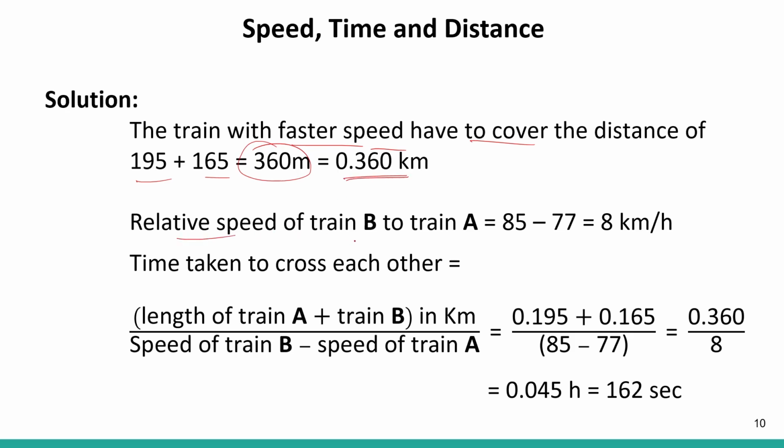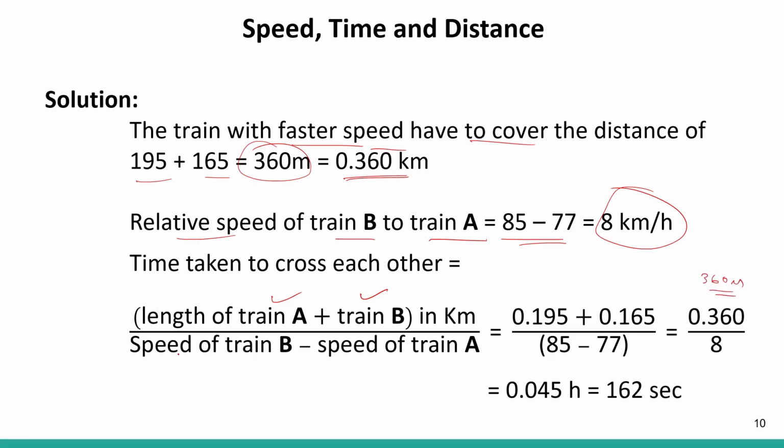So the relative speed of train B to train A is equal to what? 85 minus 77 is equal to 8 km per hour. So time taken to cross each other is equal to what? Length of train A plus train B in kilometer, that is equal to 0.195 plus 0.165, that is equal to 0.360 km, or 360 meter we can also say.